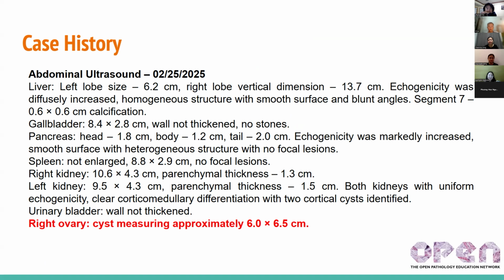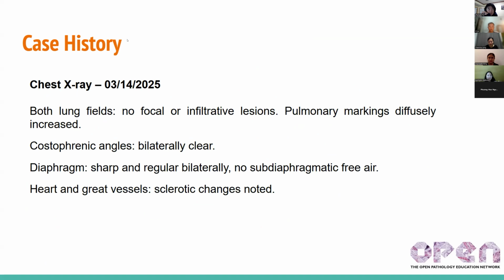About her abdominal ultrasound, it revealed that her abdominal organs such as liver, gallbladder, and pancreas had normal size, and there were no focal lesions or anything serious. And in her right ovary, there was a cyst measuring approximately 6 centimeters. Next slide, please. And her chest X-ray was quite normal, with no focal or infiltrative lesions.